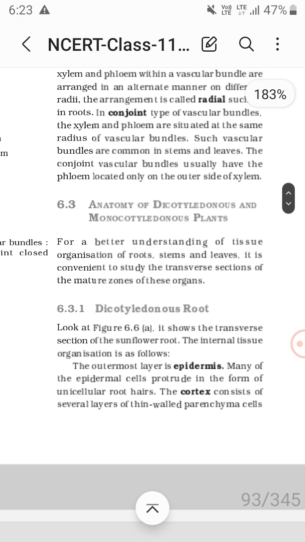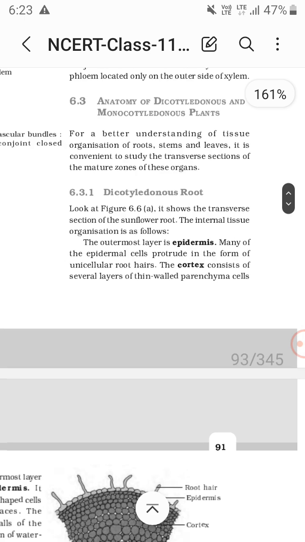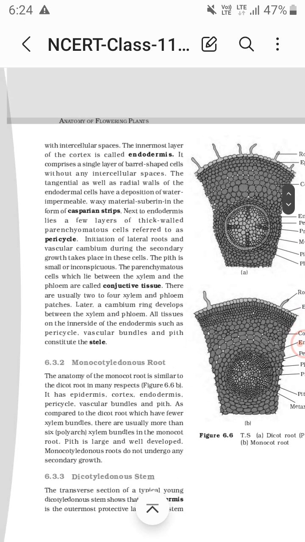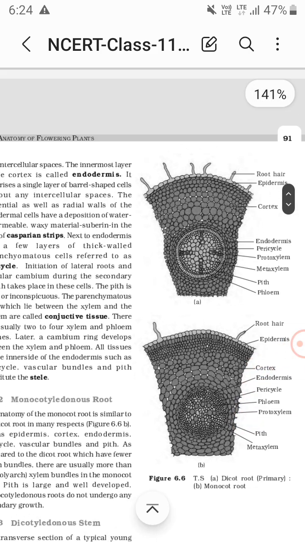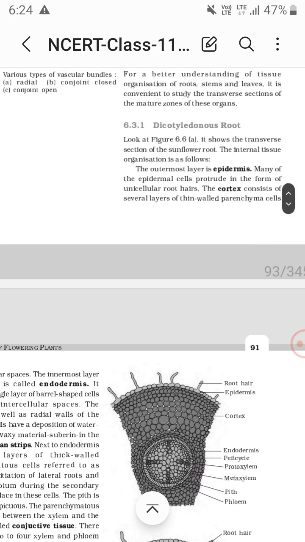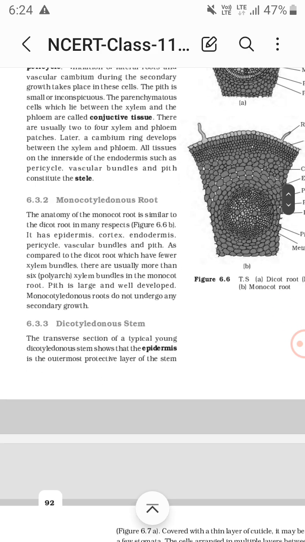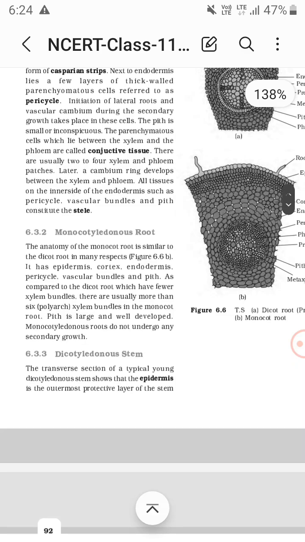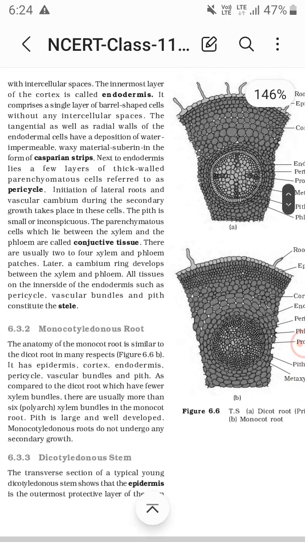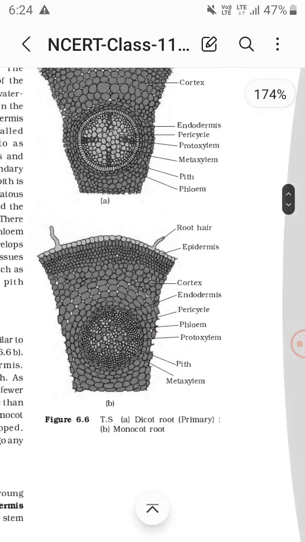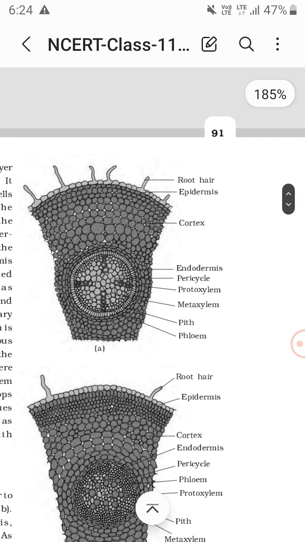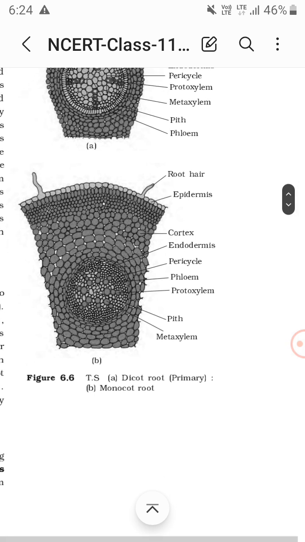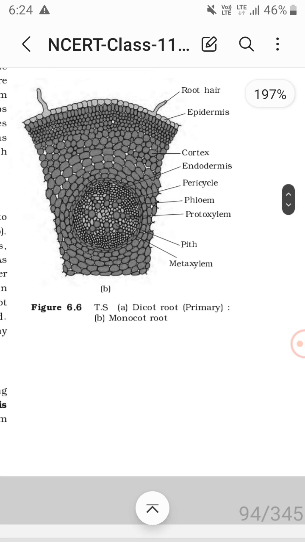Now, anatomy of dicotyledonous and monocotyledonous plants. The dicotyledonous root has epidermis, cortex, endodermis, pericycle, conjunctive tissue, and stele. This is about dicotyledonous roots and monocot roots. In the monocot root, the pith is large and well developed, with polyarch xylem bundles, more than 6. See the diagram of the dicot root, primary, and the monocot root: root hair, epidermis, cortex, endodermis, pericycle, protoxylem, metaxylem, pith, phloem.